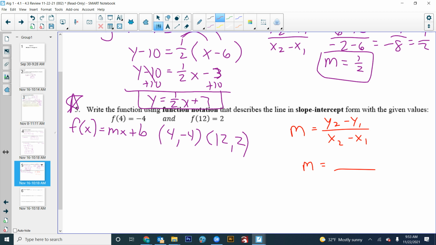All right, here we go. Zachary. 2 plus 4. Yeah, 2 minus a negative 4, which ends up being 2 plus 4. I agree. And over, 12 minus 4. Yeah, 12 minus 4.